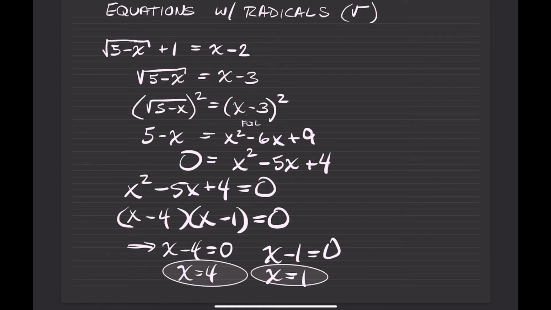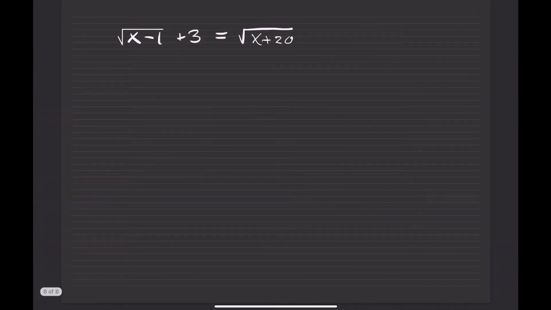Alright, so let's look at one with two radicals. The square root of x minus 1 plus 3 is equal to the square root of x plus 20. So remember, right away we need to make sure that one radical is by itself. That way we can square both sides and get rid of it. It already is. And so on the right, we'd have x plus 20.